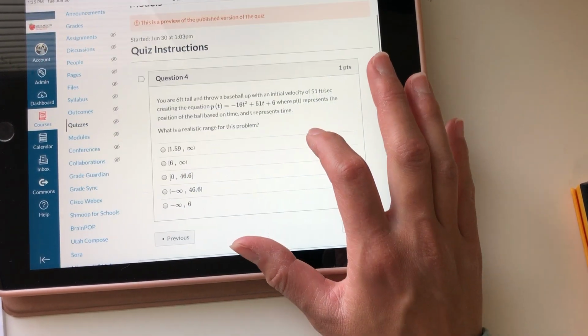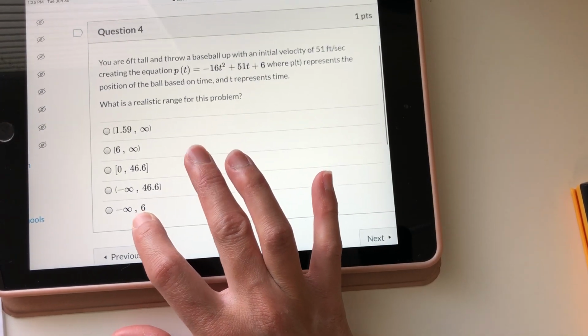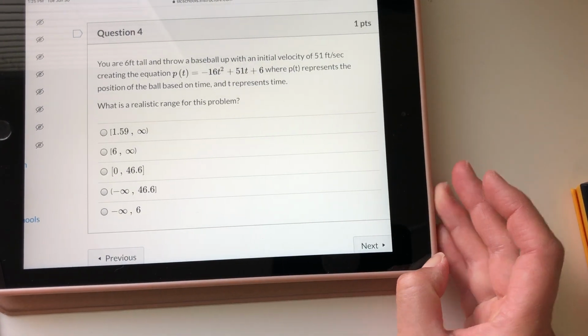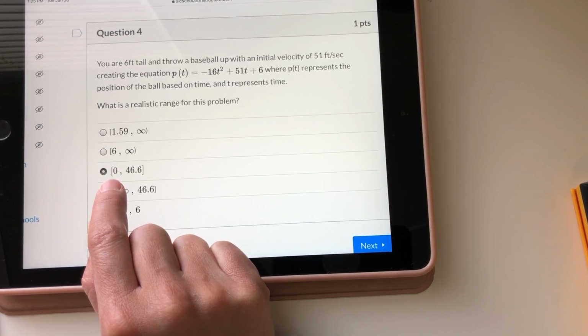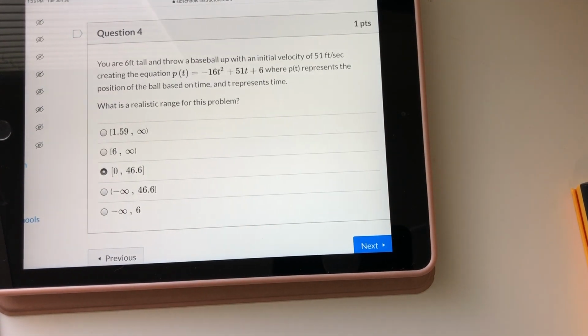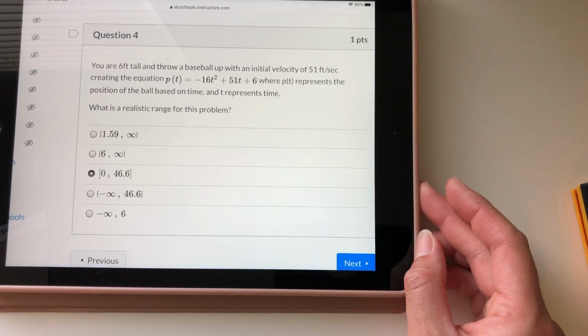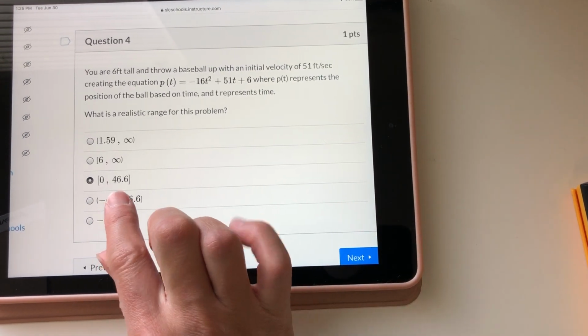All right, so here's one, find the realistic range. Now in this question, once again, we don't even have to read the question because look, this is the only option with a 0 as the minimum value. So we know that has to be the answer, but not all of them are like that. We just got lucky with 2 of them like that in this particular quiz. So let's pretend that that's not there.